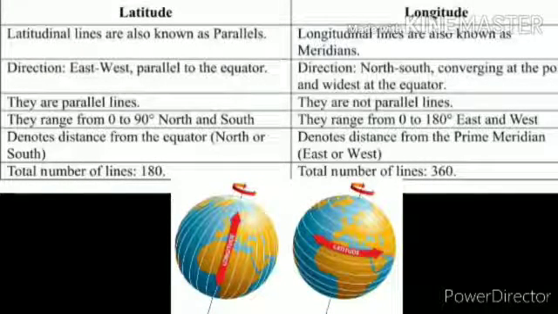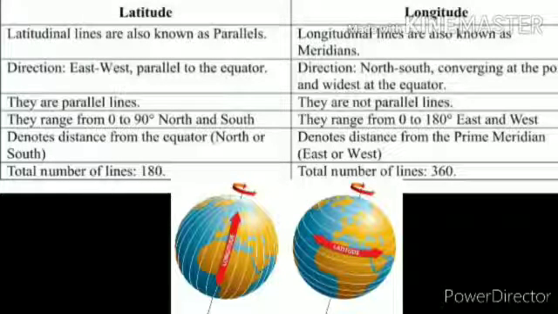Now we have to know the differences between latitude and longitude. Latitudinal lines are also known as parallels. Longitudinal lines are also known as meridians. Latitude lines run in the direction east to west, parallel to the equator. For longitude, the direction is north to south, converging at the poles and widest at the equator.